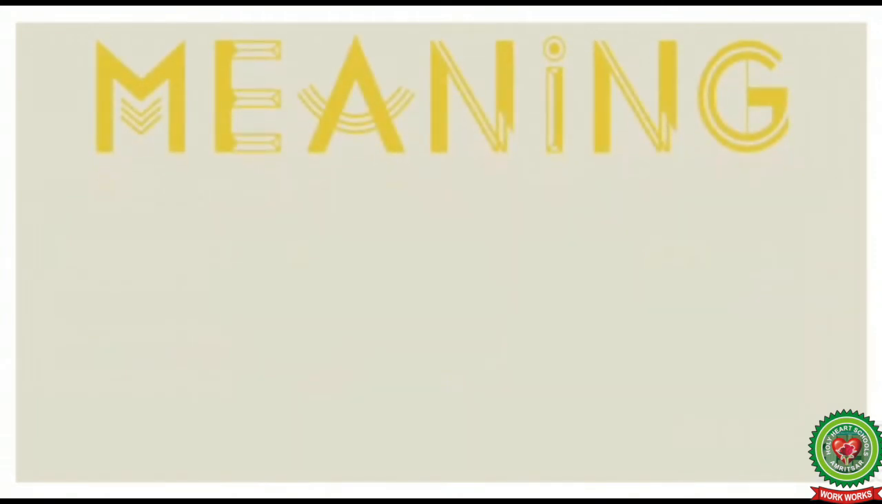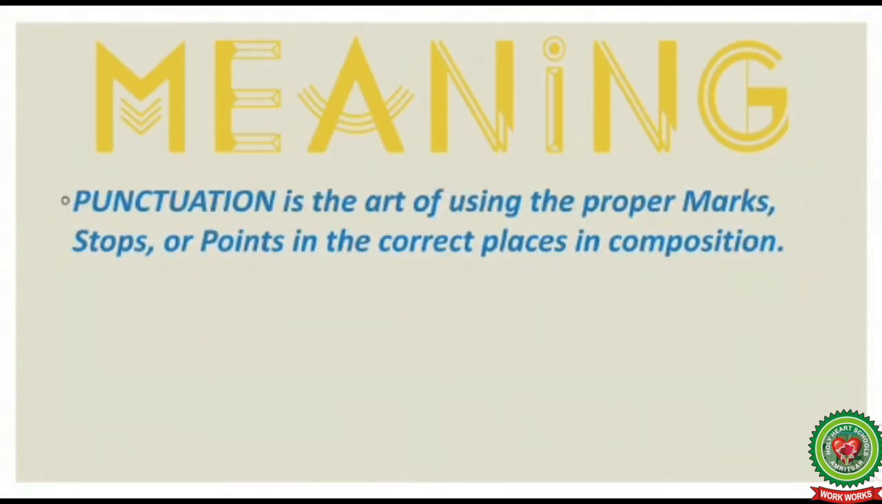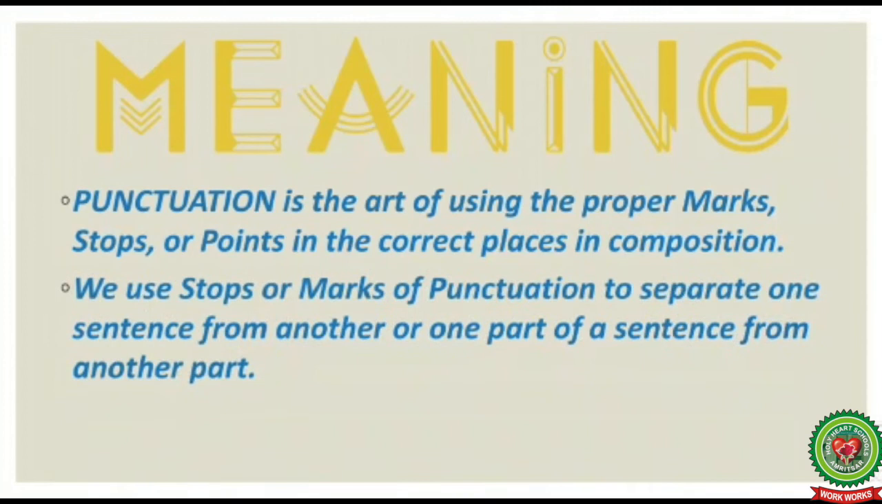Now, children, let us understand what is punctuation. Punctuation is the art of using the proper marks, stops, or points in the correct places in composition. We use stops or marks of punctuation to separate one sentence from another or one part of a sentence from another part. For better understanding, look at the examples.